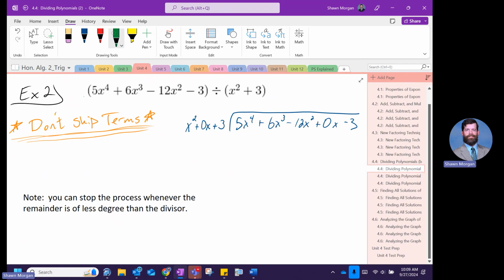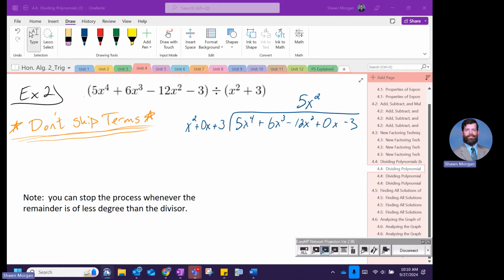So here's what I want to do. I want to consider the first term only, x squared, 5x to the 4th, and Aiden, what is something that we could multiply by x squared to get 5x to the 4th? Good. So I'm going to put 5x squared up top. Beautiful. Blake just asked that question. Blake, see if you can answer it for us.